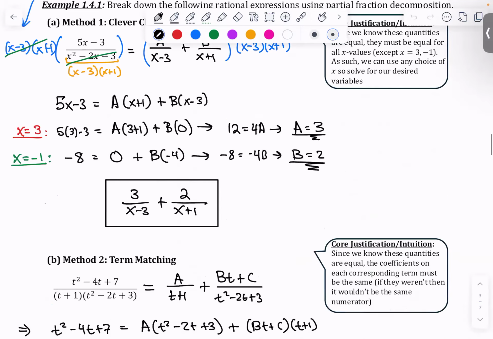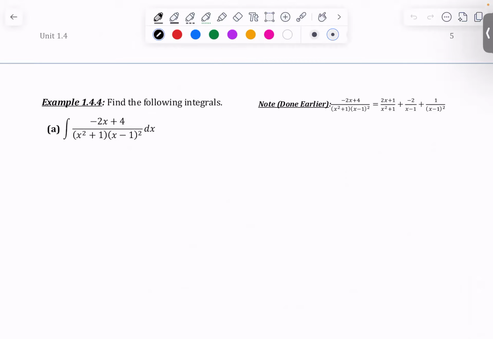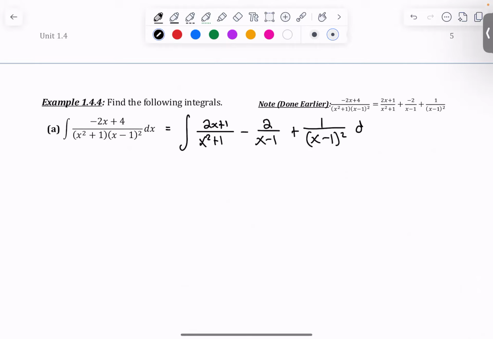And we broke down several of them. And it was all part of the plan so that we could actually just do the integrations without having to worry about it too much. So the integral of negative 2x plus 4 over x squared plus 1 times x minus 1 squared. Now, we had broken that up earlier into that. And this equals the integral of 2x plus 1 over x squared plus 1 minus 2 over x minus 1 plus 1 over x minus 1 quantity squared dx.